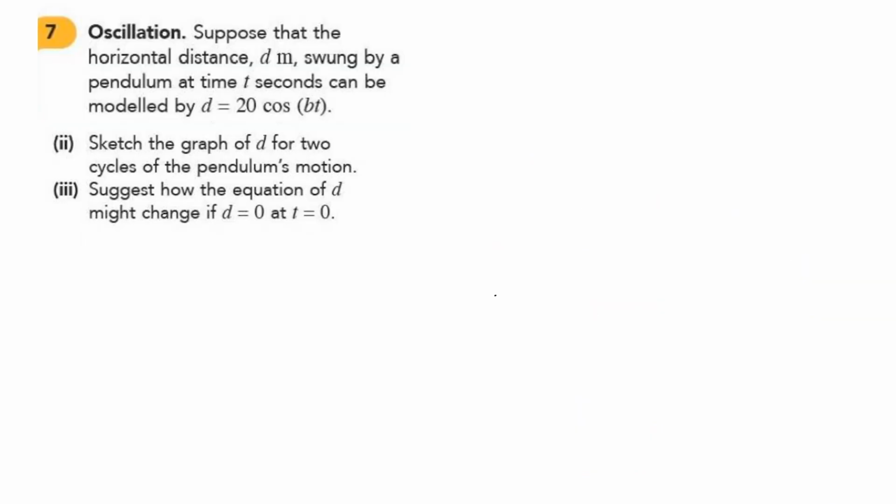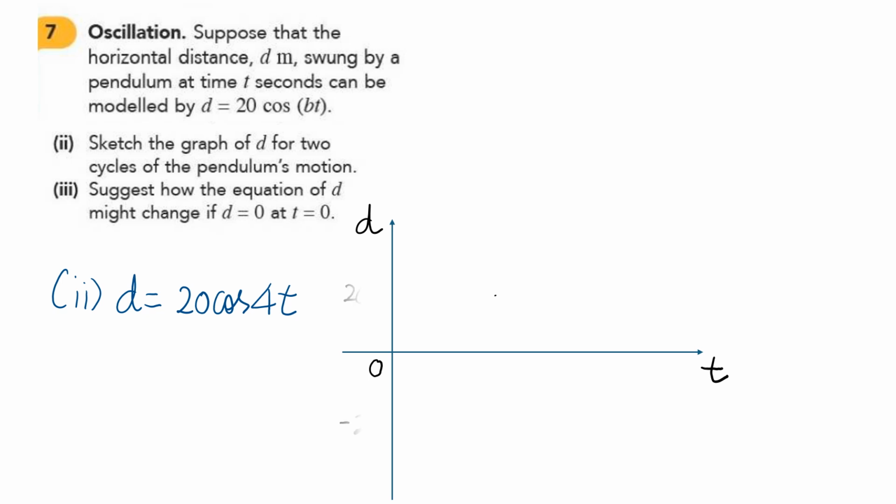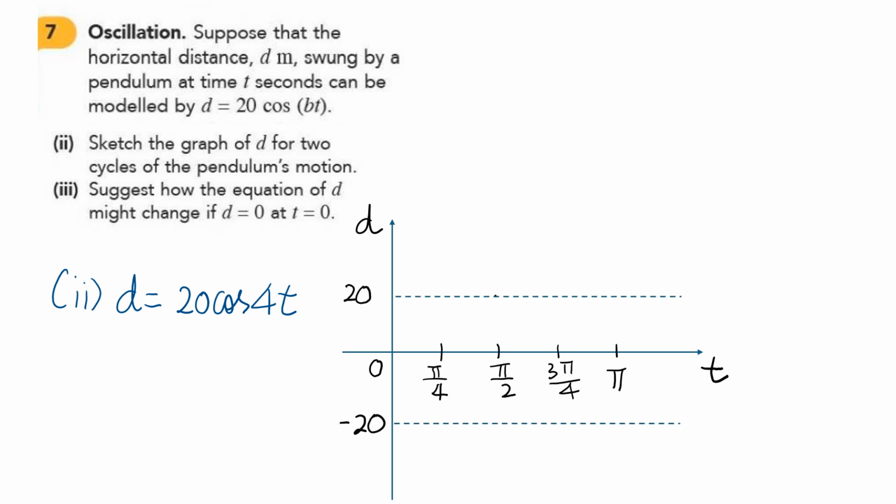For part 2, we are asked to sketch the graph of d for 2 cycles of the pendulum motion. You remember that we have found the value of b to be 4, and we also found the period to be half pi. So that's quite easy to do. The maximum d value will be 20, the minimum d value will be negative 20. The axis of the curve will be 0, because you can see there's no plus c. Between, one cycle is half pi, so 2 cycles will be up to pi. This is relatively easy.